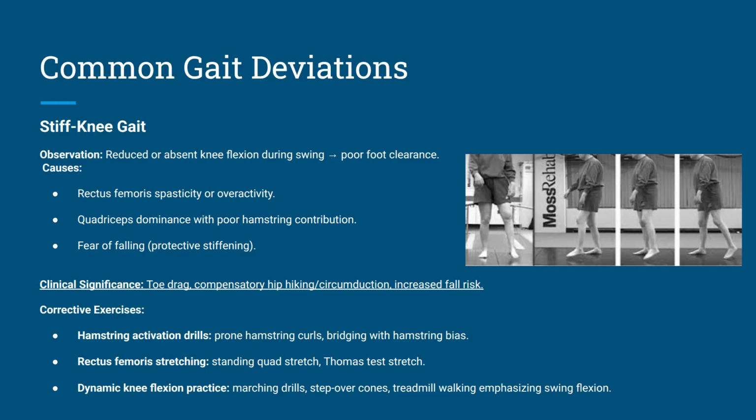Why it matters clinically: increased fall risk, increased energy expenditure, abnormal loading at the hip and spine. Assessment pearls: watch knee motion specifically in initial swing. Compare passive versus active knee flexion. Palpate rectus femoris during gait if needed.